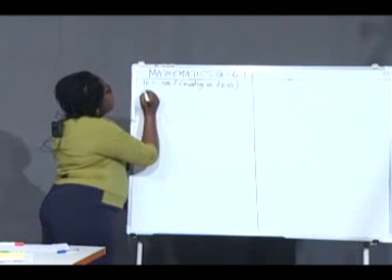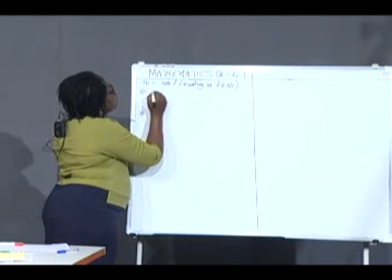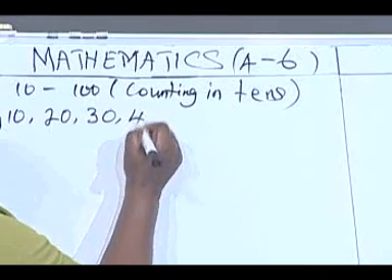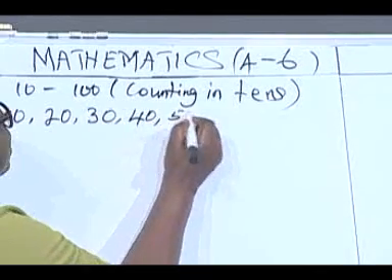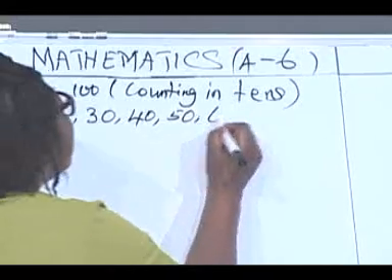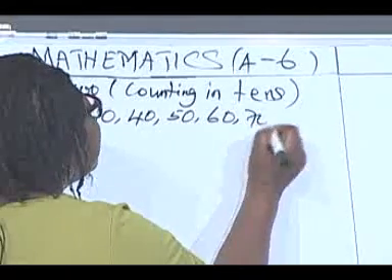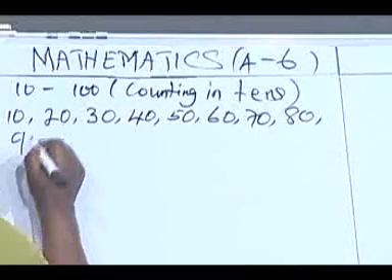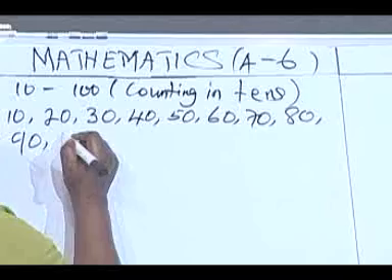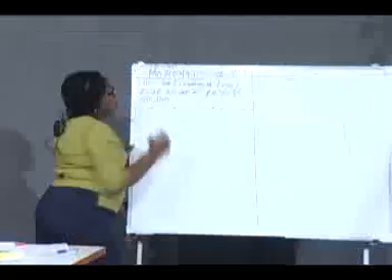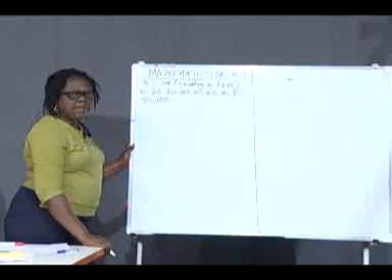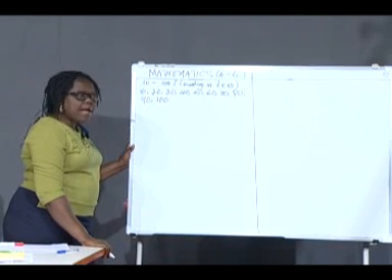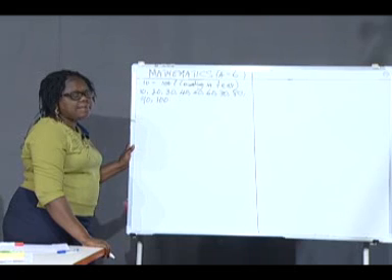We have 10, 20, 30, 40, 50, 60, 70, 80, 90, and 100. Good. This is counting in tens. In the same way, we can count in hundreds.